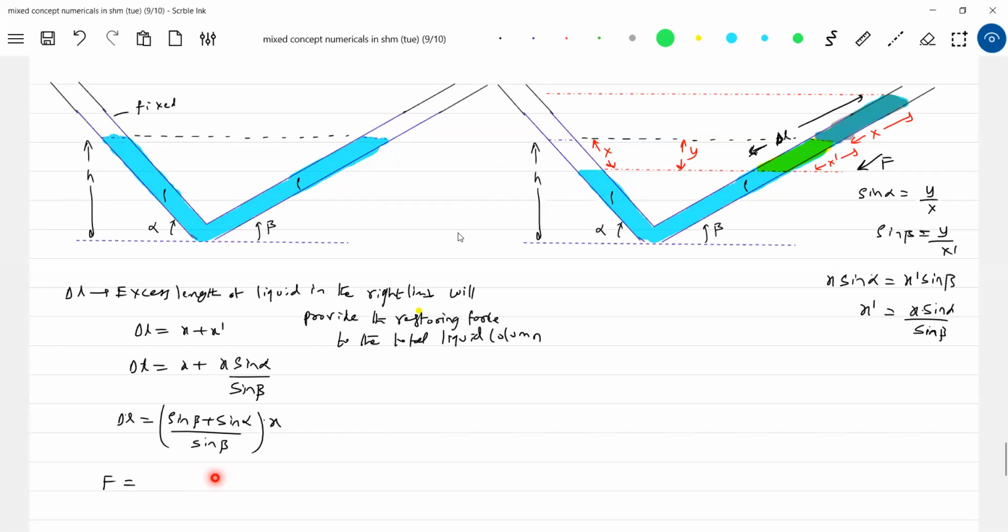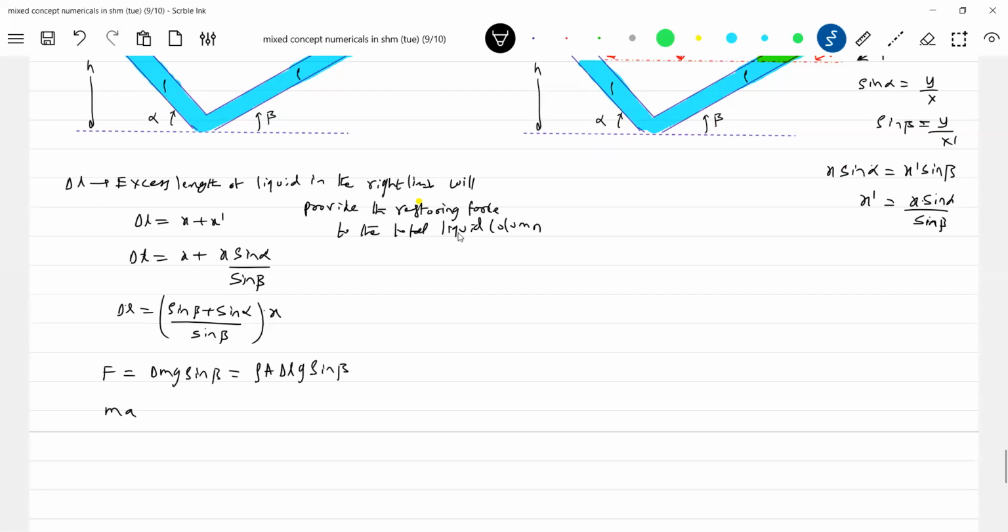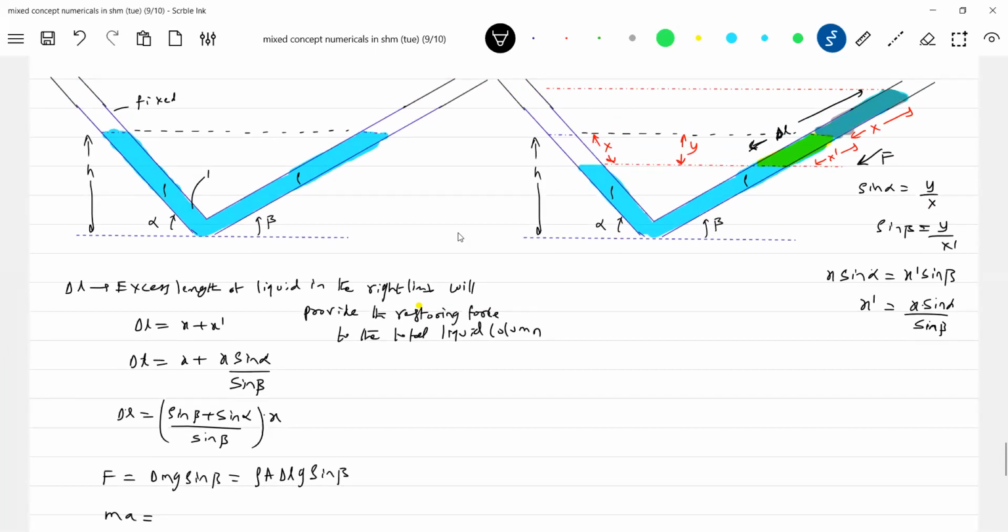What is delta F equal to? Delta m g sine beta. What is delta m? Rho A delta L, G sine beta. Let me substitute this one. So this should be equal to MA. What is M? Delta M is different. M is the total mass of the liquid.